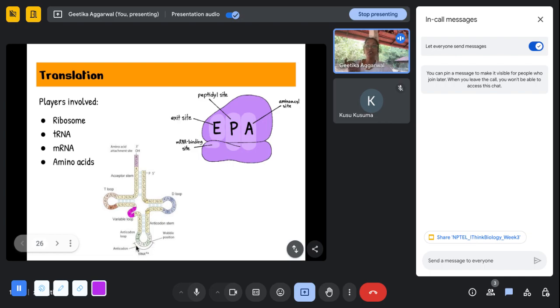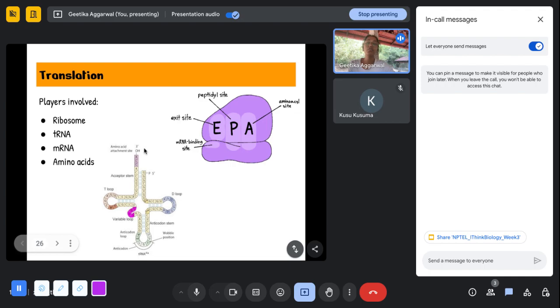So basically the mRNA is read as a sequence of codons, three nucleotides each, and each codon codes for one amino acid. So this anticodon fits to these codons on the mRNA, and complementary to these, the amino acids are attached on the 3' end of the tRNA, and these amino acids are complementary to the codon present on the mRNA.